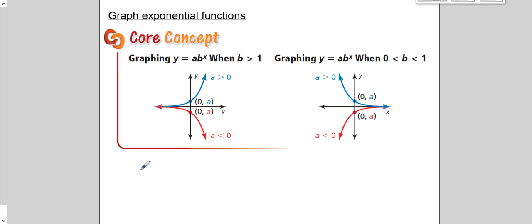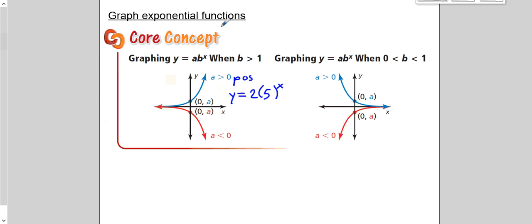Graphing exponential functions. Graphing y equals a times b to the x when b is greater than 0. If b is greater than 1, it's going to go up to the right if a is positive. So that would be something like y equals 2 times 5 to the x. It would go through here, and this would be the point (0, a). If this is an invisible 1, it would be (0, 1). This is 2, this would be (0, 2).